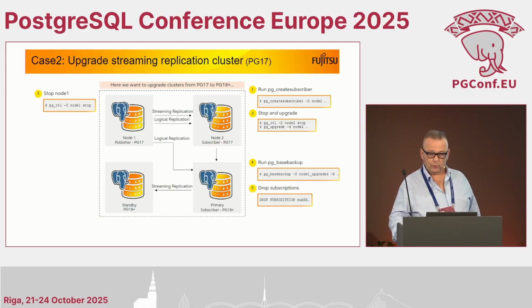So in step 3, we stop the primary on node 1, and in step 4, we reinstate node 1 using a pg_basebackup from the primary on node 2. And in step 5, we drop the subscriptions from node 2 on node 2. It's no longer a logical replica. So we end up with both node 1 and node 2 running PG18 and back up as a physical streaming cluster.